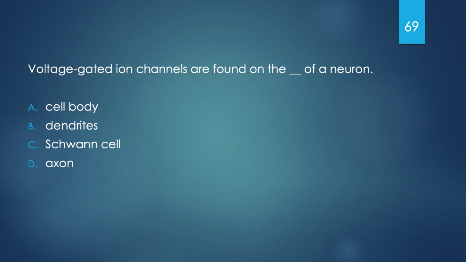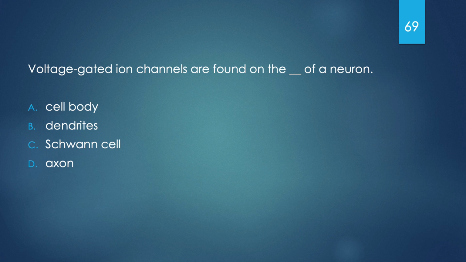Voltage-gated ion channels are found on the blank of a neuron. A, cell body, B, dendrites, C, Schwann cell, or D, axon. So let's close our eyes for a minute and imagine your typical multipolar neuron. In a multipolar neuron, you're going to have a large cell body with multiple dendrites extending from it and a long single axon extending off one end with multiple Schwann cells wrapped along the axon if it's an unmyelinated axon. So where would those voltage-gated ion channels be?